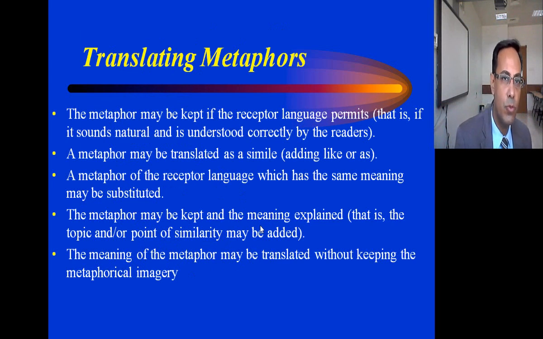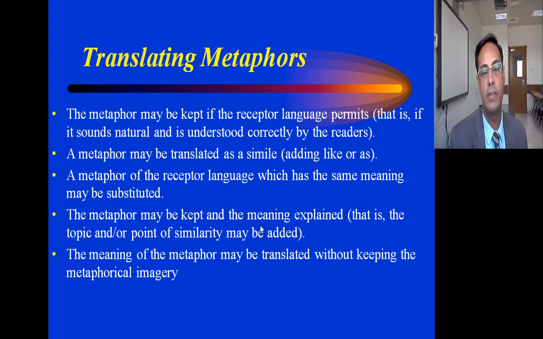Metaphors. Translating metaphors. We have 5 solutions, or 5 strategies in translating metaphors. Number 1, the metaphor may be kept. We can keep the metaphor if the receptor language permits. For example, we can say الزواج مثل البطيخ. Marriage is a melon, because Arabic and English both have the same metaphor.